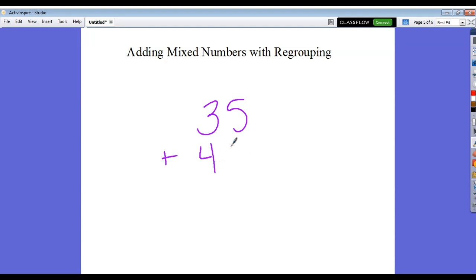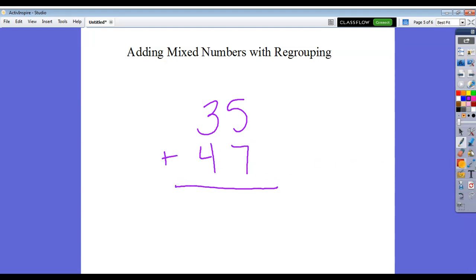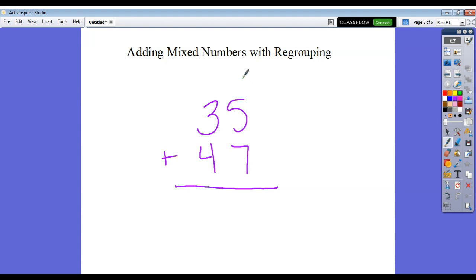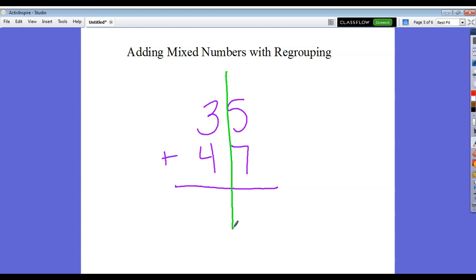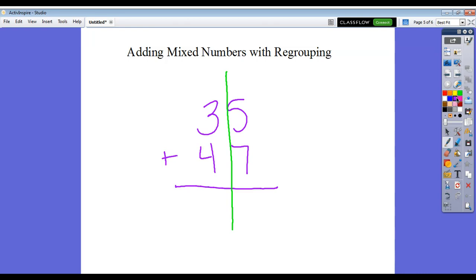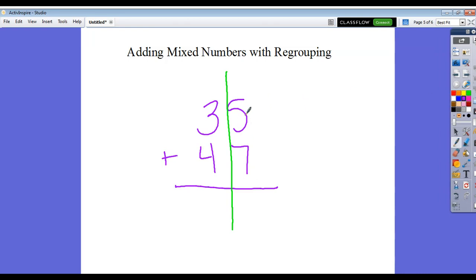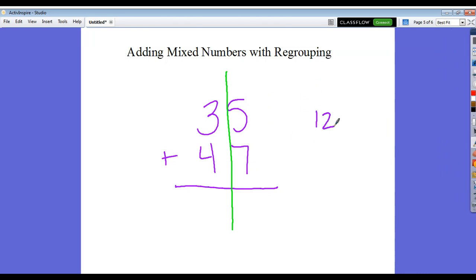So if I were just to look at these two whole numbers, 35 plus 47, I could break these apart in terms of tens and ones. So first I would add my ones column, and I would add 5 plus 7 and I would get 12. But we know I can't put 12 in my ones place. So in our minds, we break apart 12 into 10 plus 2. So my 2 can go in the ones place and this 10 gets regrouped into the tens place. And then I can add 4 plus 3 plus 1 and I can get 8 for a total of 82.